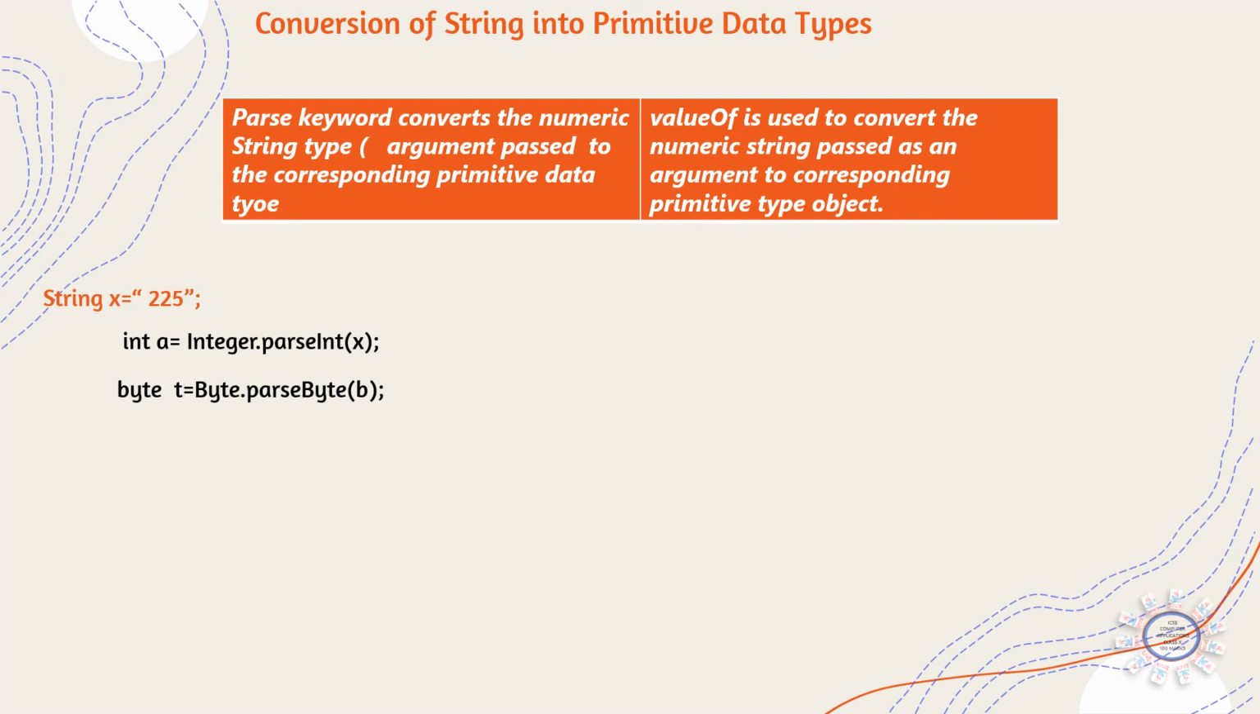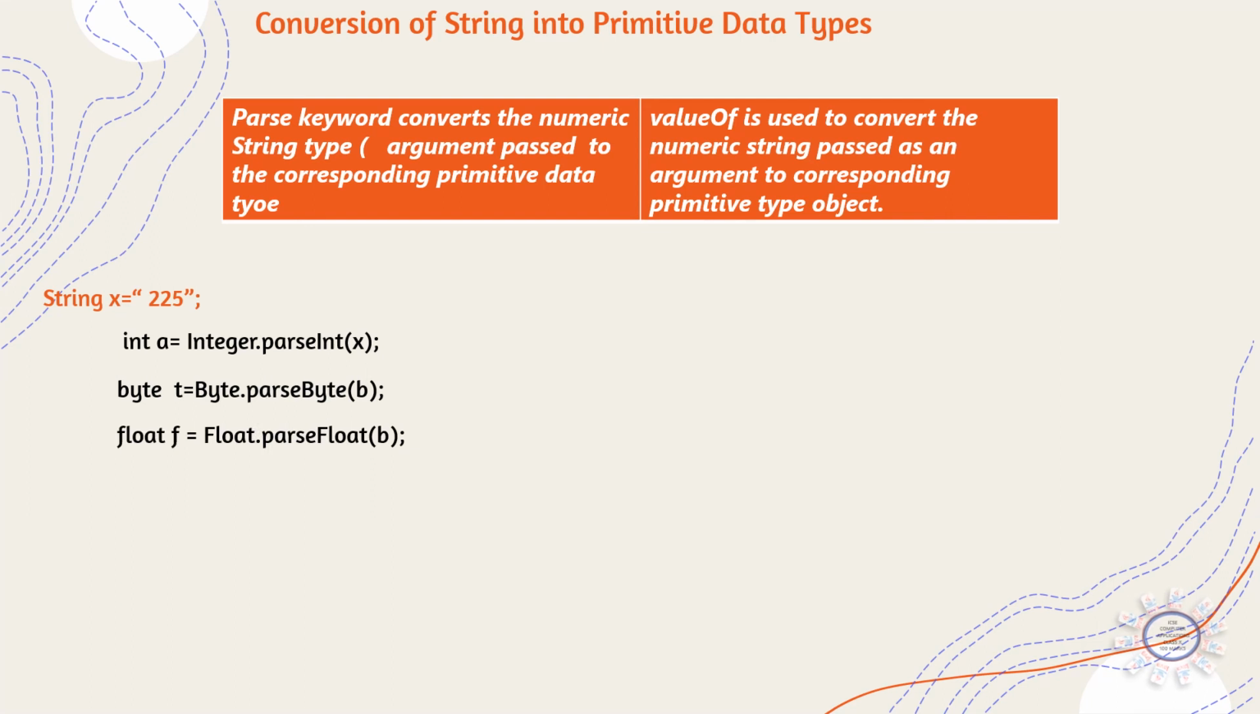Suppose you want to convert into byte. The wrapper class for byte is Byte, with capital B, so Byte.parseByte. Both B's are capital. That means we can say Byte.parseByte(x), where x is the variable in which the string is stored.